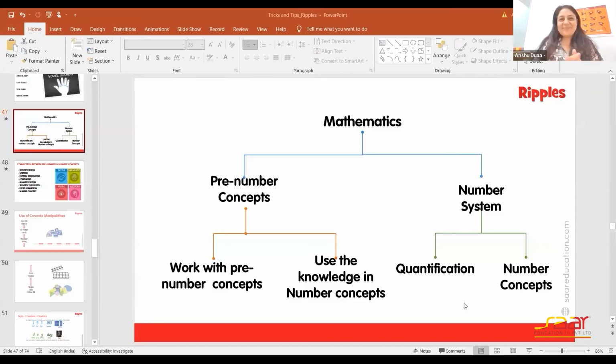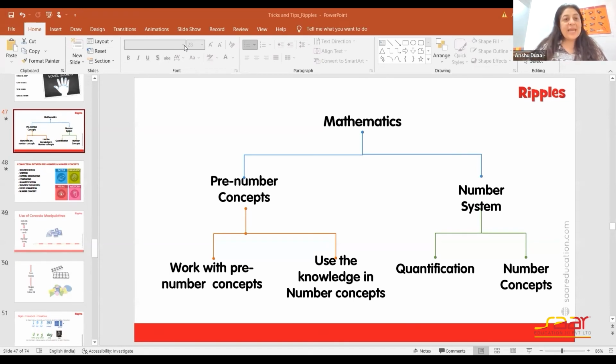Right. Thank you, Ji. So let's start with maths. When we talk about maths, we've got two kinds of things that we do in mathematics. हम pre-number concepts करते हैं और हम number concepts करते हैं. Pre-number concepts सारे ही number concepts में use होते हैं. We use the pre-number concepts in number concepts.